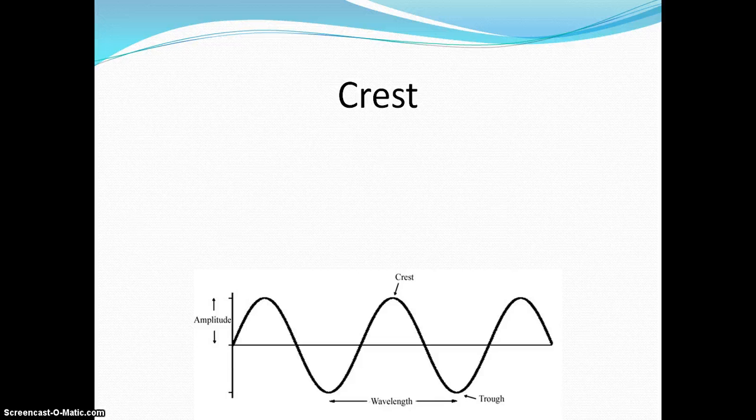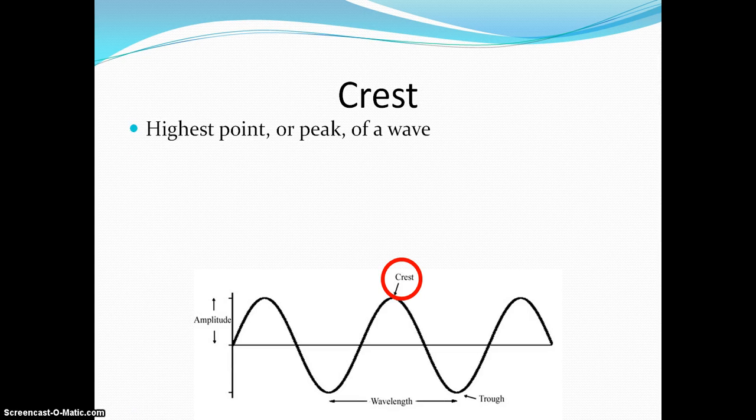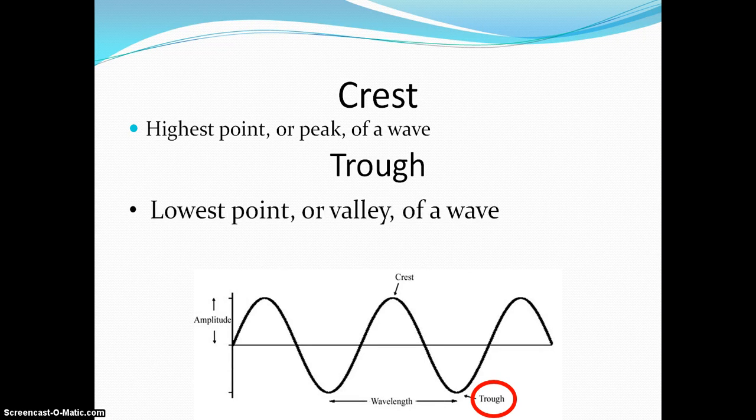First one, crest. All that is the top of a wave. You can see three crests in our picture here. I have the one in the middle circled. Again, it's just the highest point or peak of a wave. So you see three crests in our picture. Alright, a trough. All that is the low point of a wave. You see two of them in our picture. One of them circled here. And again, it's just the lowest point or valley of a wave.